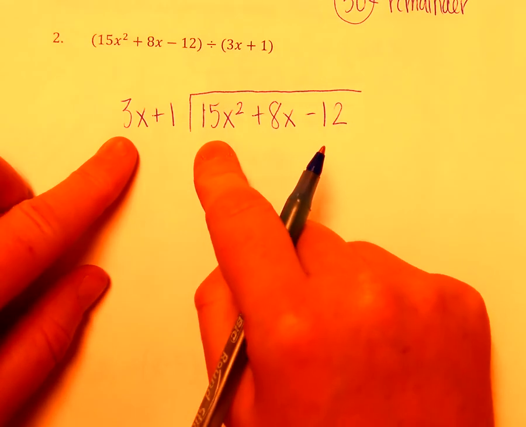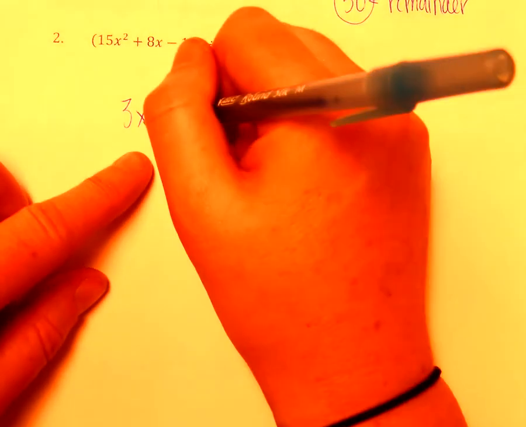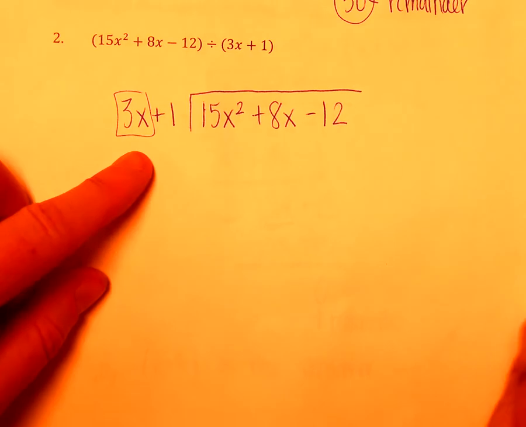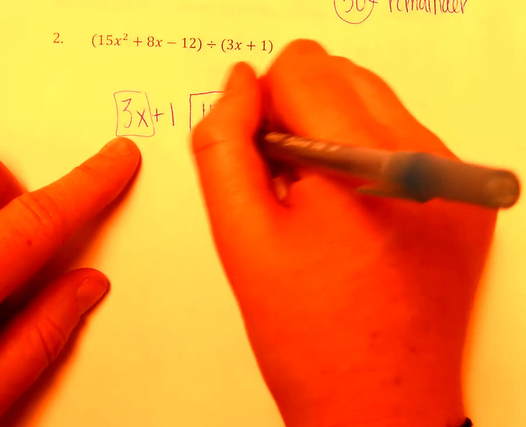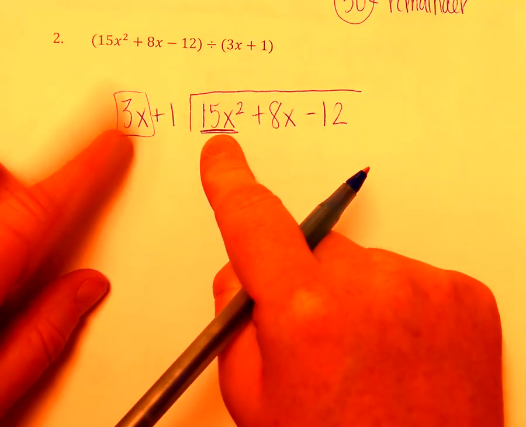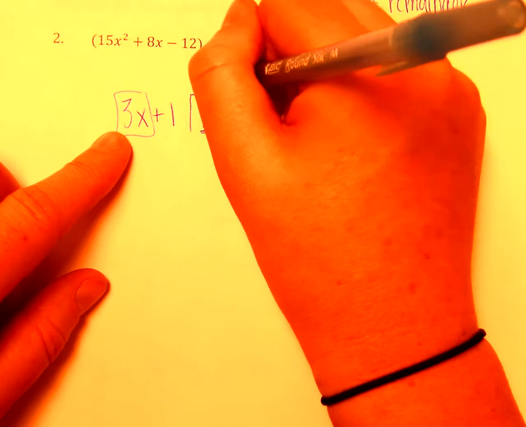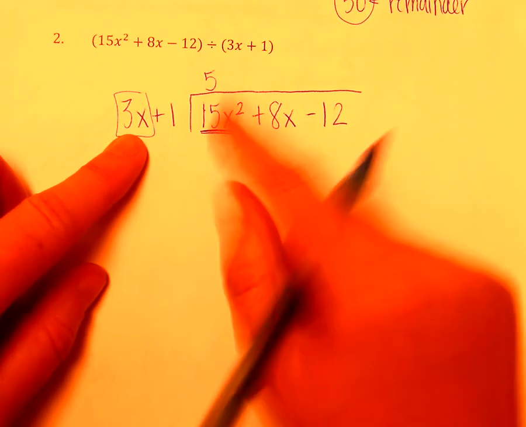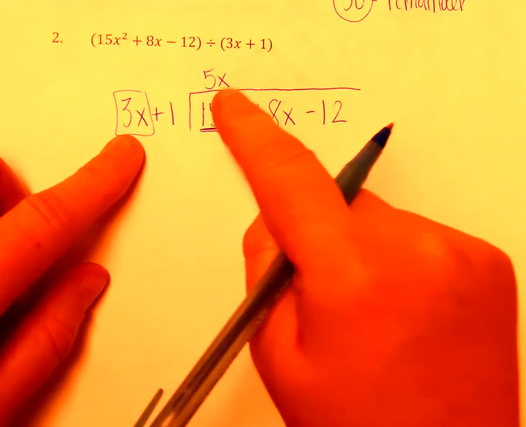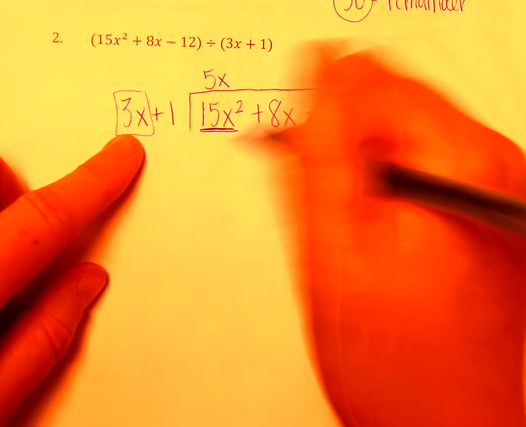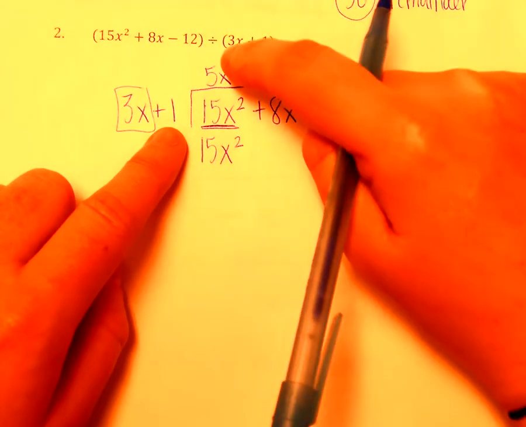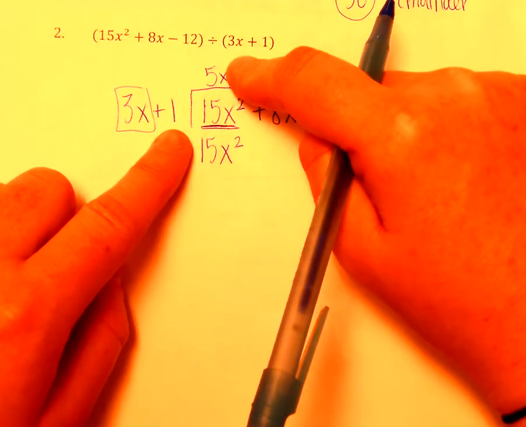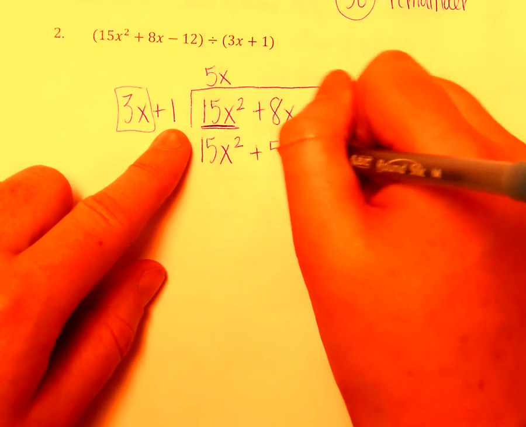And then start thinking about what you have to multiply by. You always look at the first piece, so I always put a box around it. I'm thinking about 3x times what will give me this right here, 15x squared. 3 times, I would have to times by 5, and x, I would need one more x. 3x's times 5x's, that does give me 15x squared. And then I have to do 1 times that as well. So 1 times 5x would give me 5x.